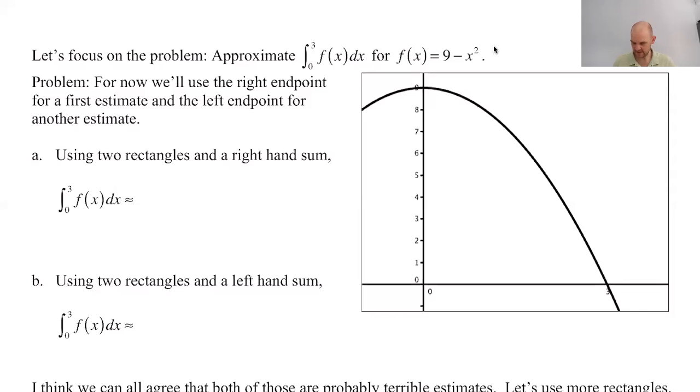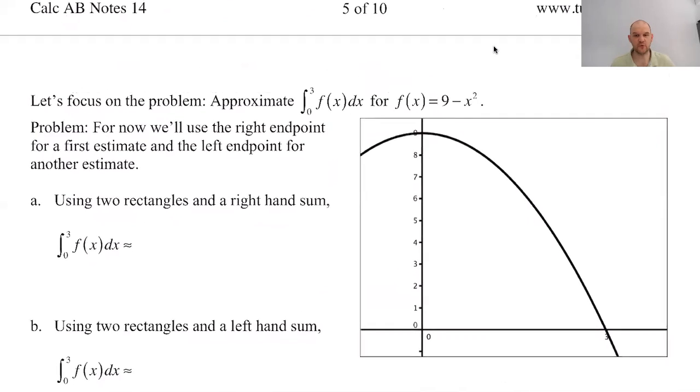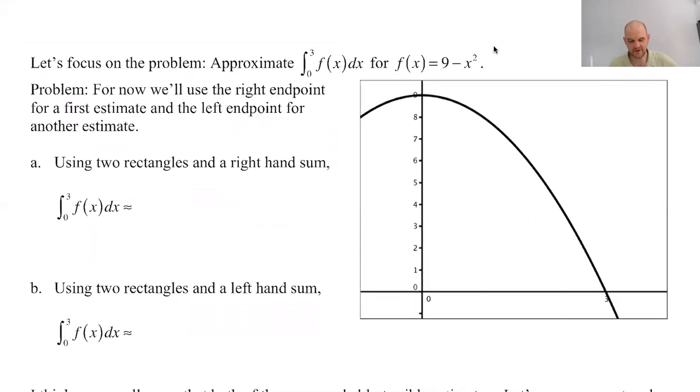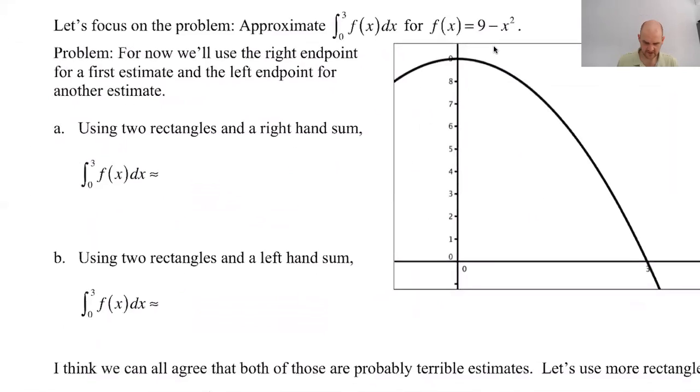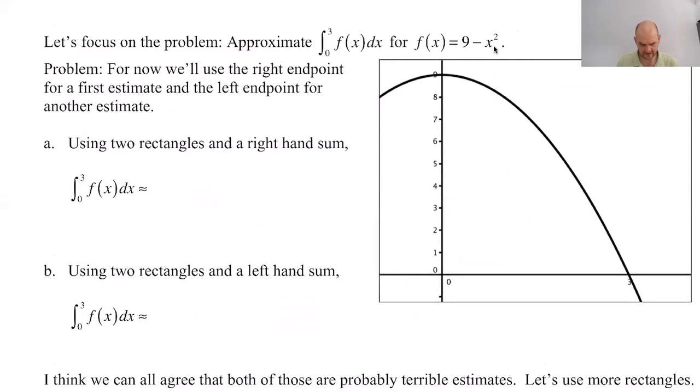All right, we're back. We're on page 6 of notes 14 of Calc AB, and we're talking about approximating definite integrals. We just saw on the previous page that if we have a calculator, the number of rectangles we use is almost just no limit, actually. So what we want to do is just get good at the process. That's basically what this page and the next page are about. So let's see if we can do it.